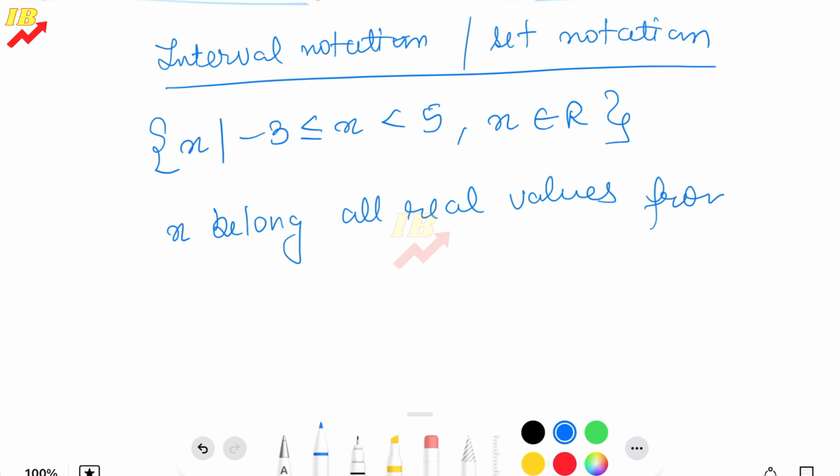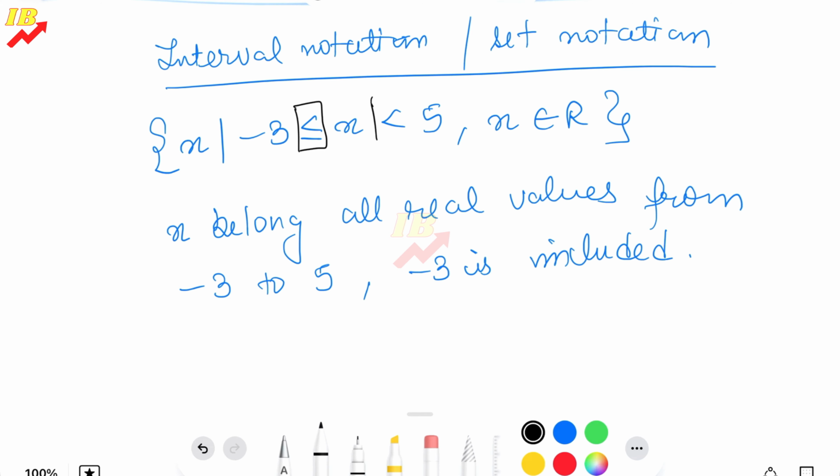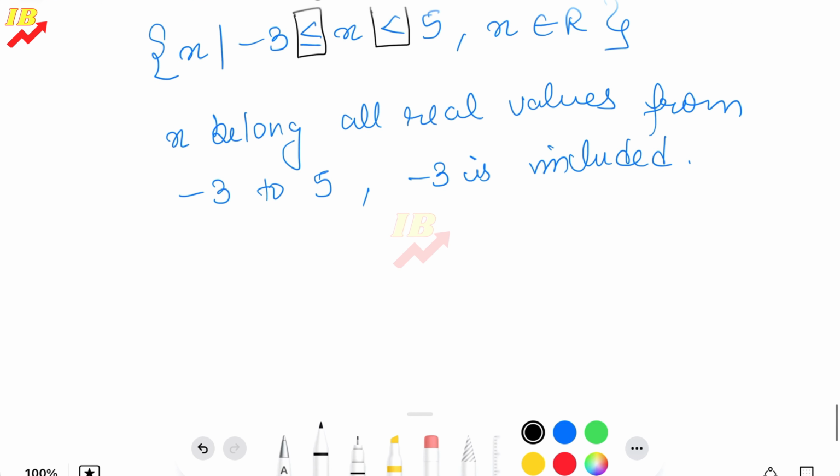from negative 3 to 5. One more statement I will add here, that minus 3 is included. Why did I write that minus 3 is included? Now let's try and understand this in a better way, about this sign and this sign. When do we use this sort of sign and this sign?